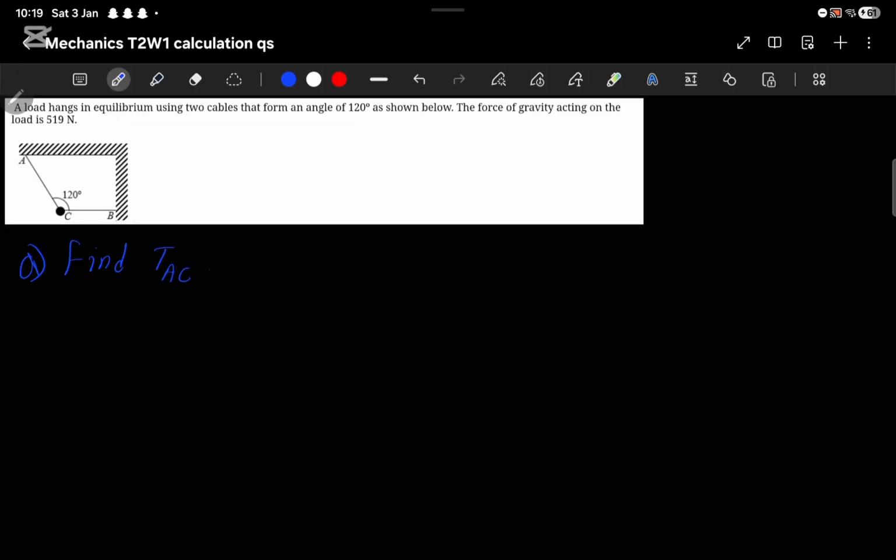Now, part A wants us to find the tension of AC. They told us a load in equilibrium, so this is very good. That means sigma F equals 0. Using two cables that form an angle of 120 degrees as shown below, the force of gravity acting on the load is 519 newtons.